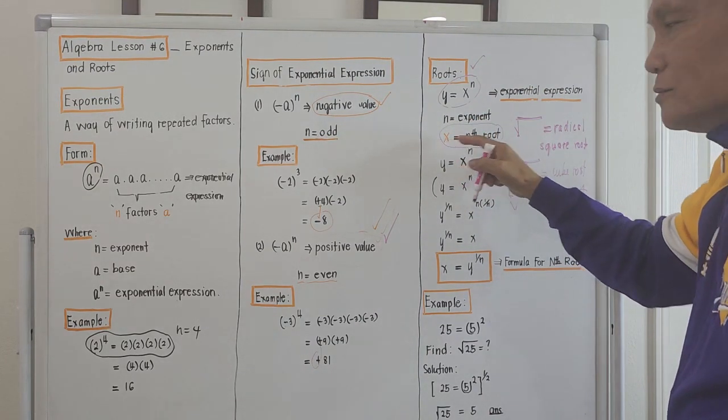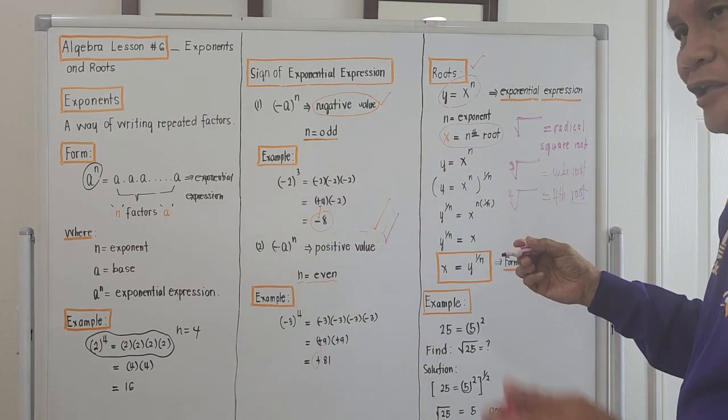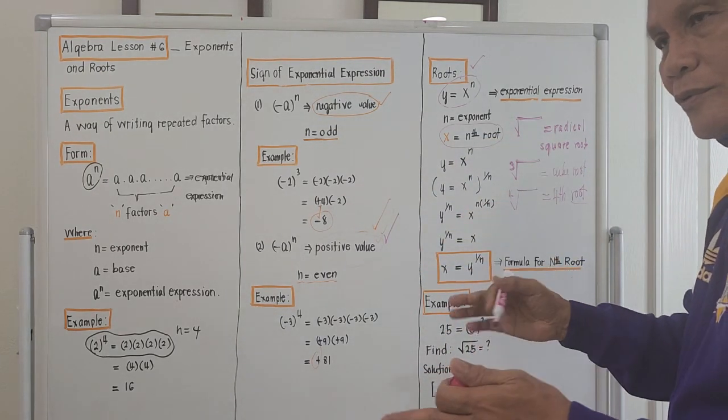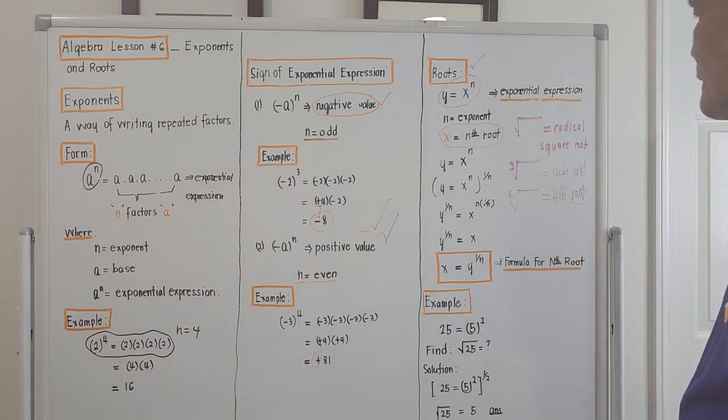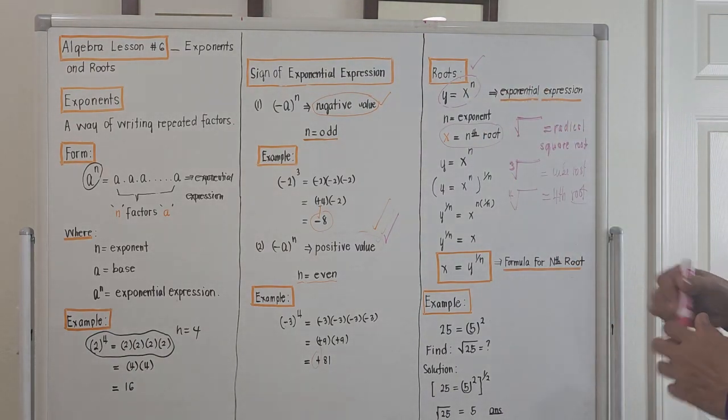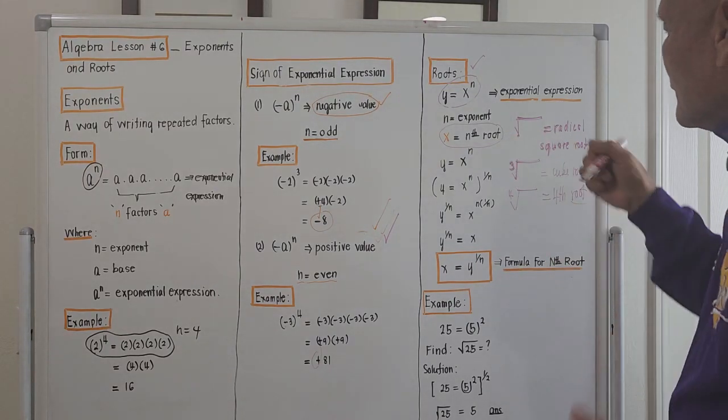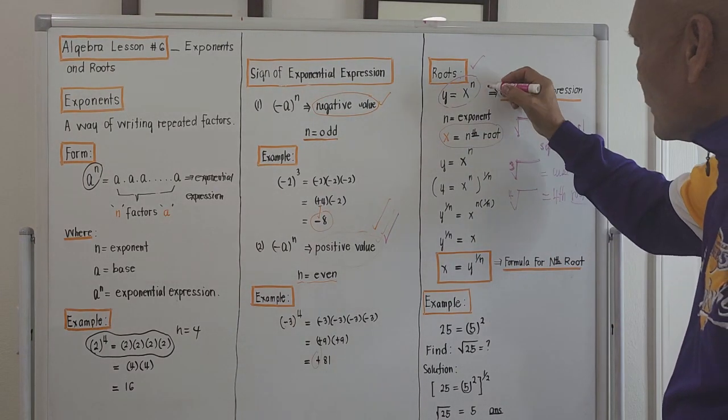It is the root, nth root. It could be square root, cube root, fourth root, or fifth root, because this is a general equation. So if we try to compute for x, for the nth root, we go back to this.